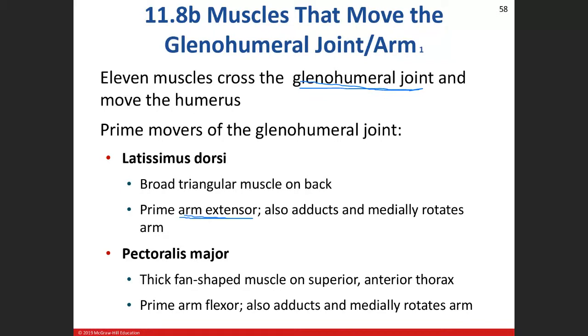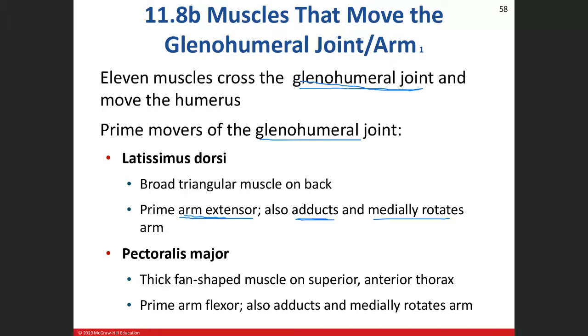Remember, extension of a long bone is when we increase the angle. We're going to be moving away, so arm extension is going to be moving our arms back. We're also going to have adduction. We're going to bring the humerus closer to the midline. And then medial rotation is basically bending the elbow and turning the arm in. All of those will occur when you're contracting the latissimus dorsi at the glenohumeral joint.